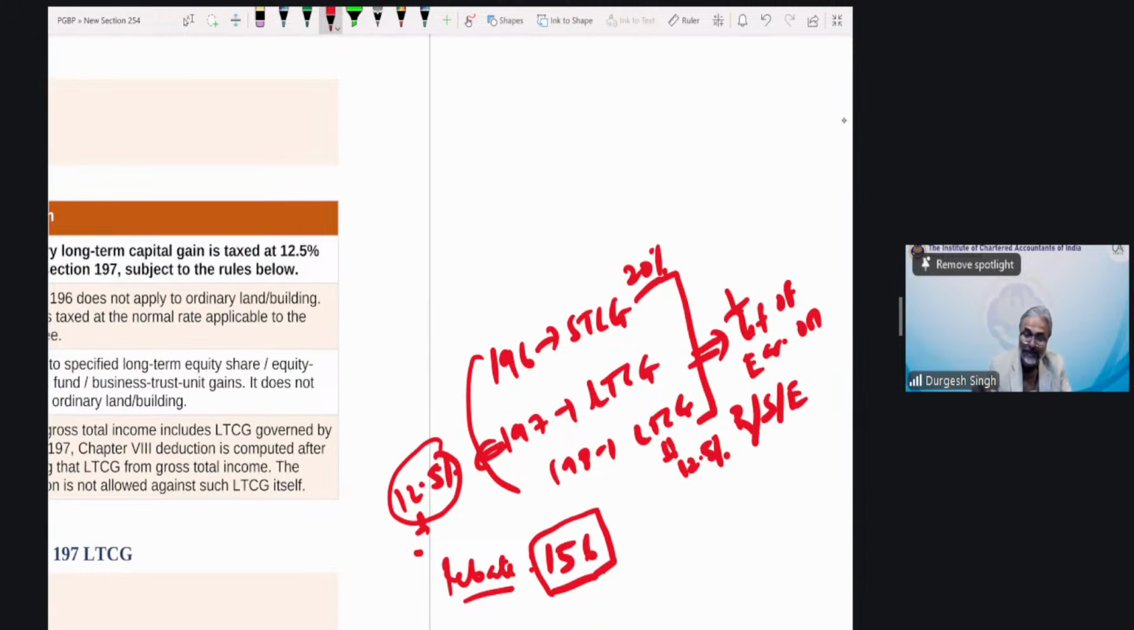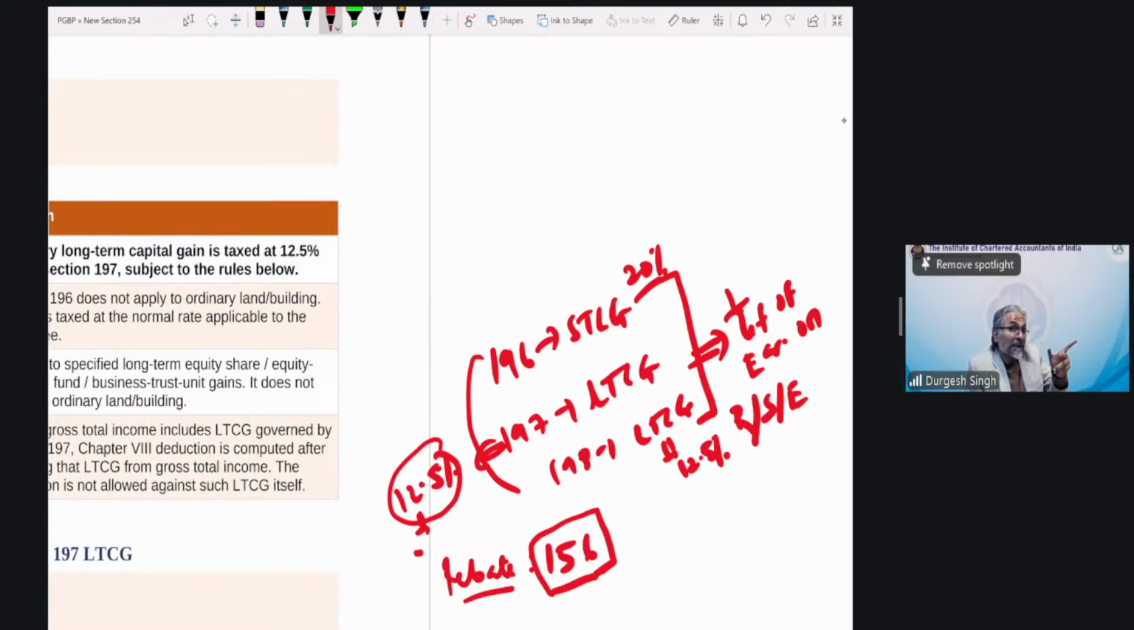No, that is a separate thing. That is my second point. What you're trying to say, Kanaya, is whether we can adjust our unabsorbed basic exemption limit against the income chargeable to special rate under 196, 197, 198. That will come; that is my second question. Right now it is about rebate. Rebate you get from tax. From the tax amount that you have calculated, you get rebate.